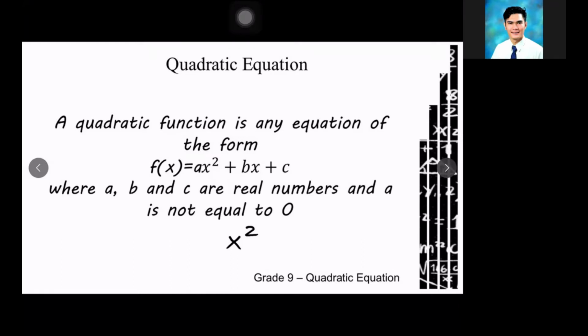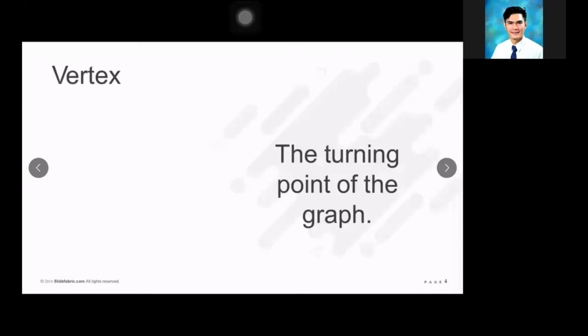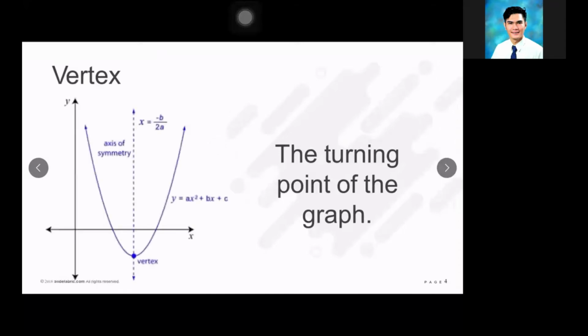Each quadratic equation can be illustrated in a graph, and in each graph, we have our basic parts. First, we have the vertex. The vertex is the turning point of the graph where the curve occurs. So in our illustration, this is our vertex. The vertex is also defined as the highest or the lowest point of the graph.